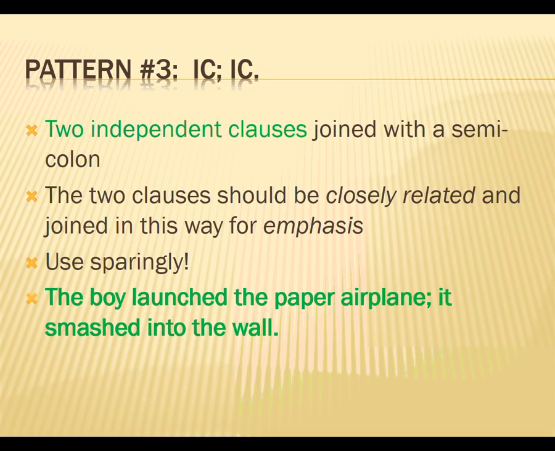Let's look at the example sentence. The boy launched the paper airplane; it smashed into the wall. In the example of this sentence pattern, the two independent clauses are the same as our previous example. The first independent clause is the boy launched the paper airplane. The second independent clause is it smashed into the wall. Notice the semicolon between the two clauses. And I know where the break between the clauses is because I have a new subject and a new verb, hence a new independent clause.